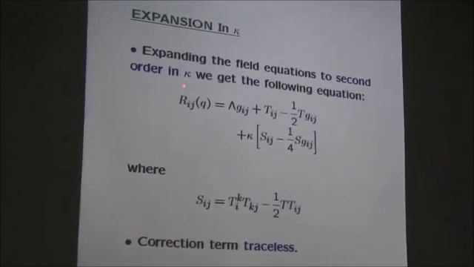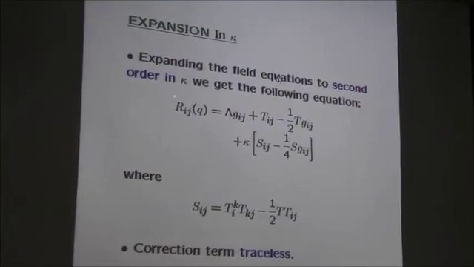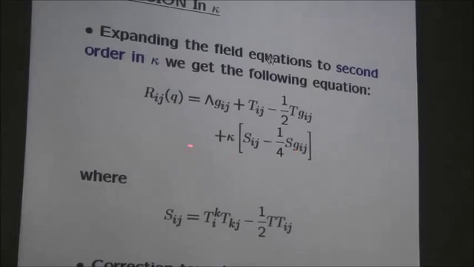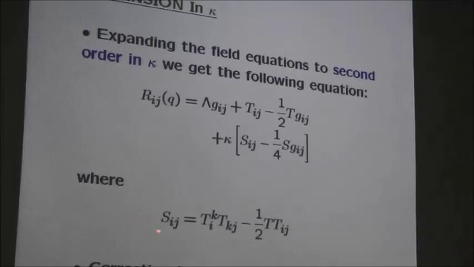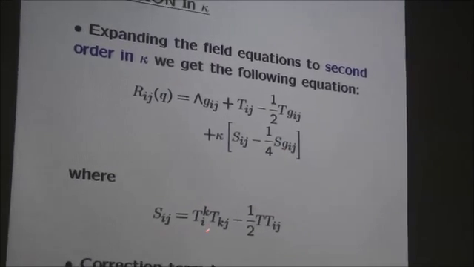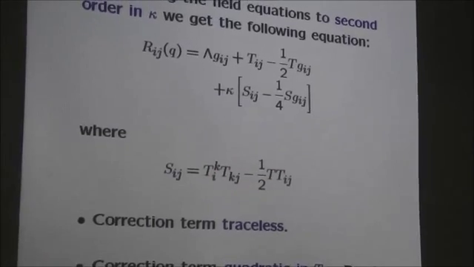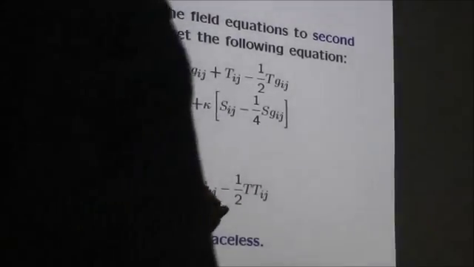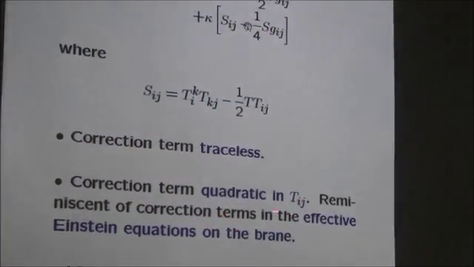Let me first do an expansion in kappa. Kappa is a parameter. Expanding the field equations to second order in kappa gives you something like this. This is S_ij, which is a product of T's, T_ij. And this correction term is traceless, a correction term quadratic in T_ij.